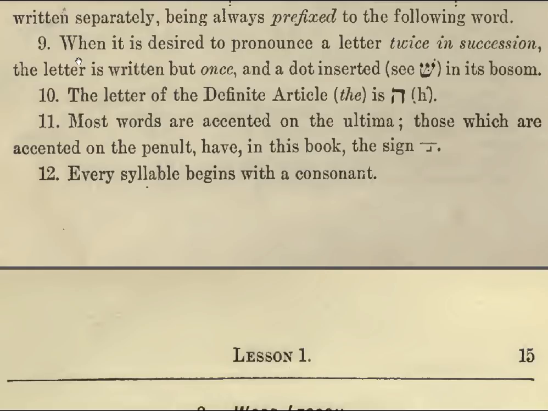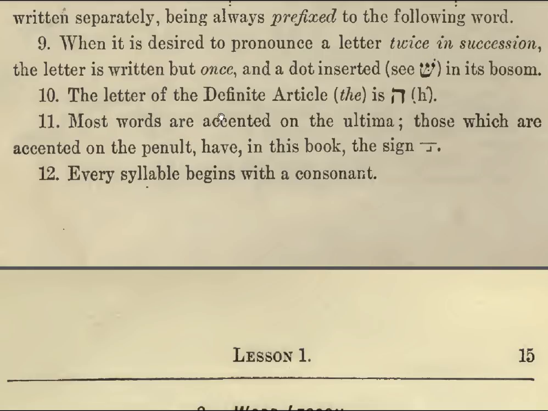When we want to pronounce a letter twice in succession, so once straight after the other, then the letter is written once and a dot is inserted into the middle of it. This doesn't always make it pronounced twice, but often it does. We'll see the rules for that.